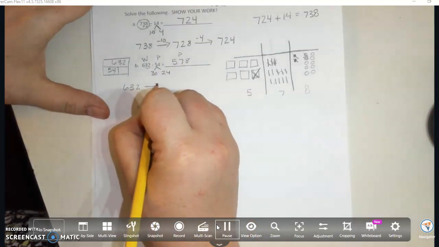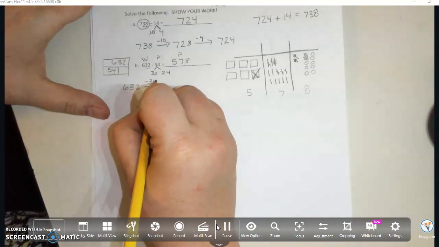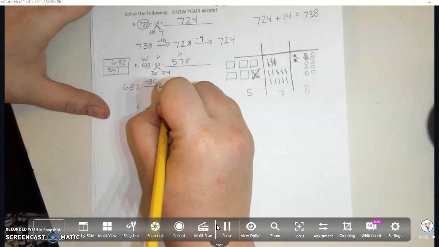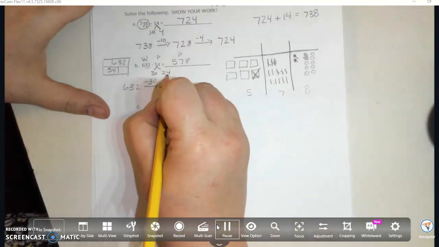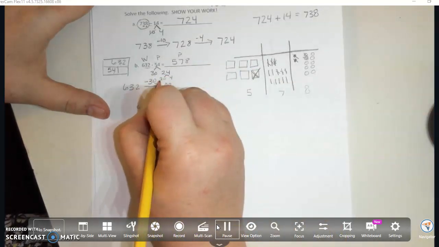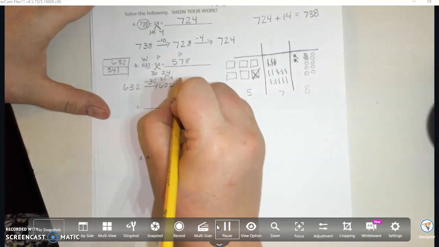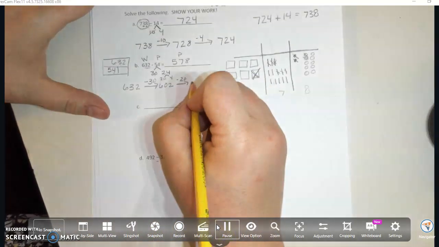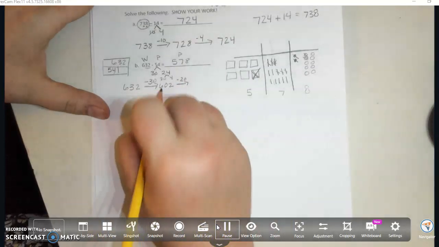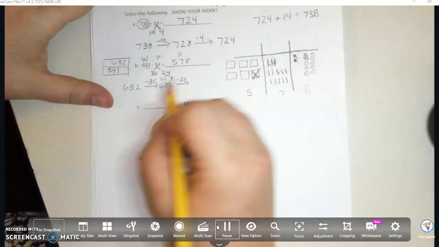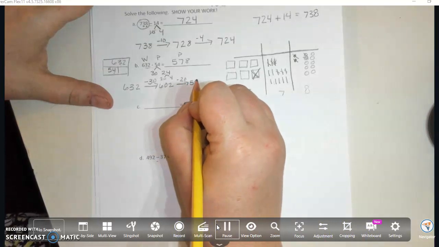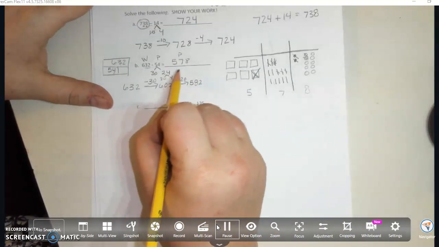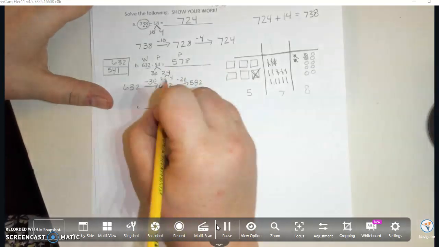632, and I'm going to chunk that 30 out, because that's easy mental math, giving me 602. Now I can remove that 20, breaking that up into 24, and I get to 682. Now, I don't get to 682. I made a mistake. Mistakes happen. I get to 582. And now I need to remove that 4, and I can chunk it into 2 and 2.